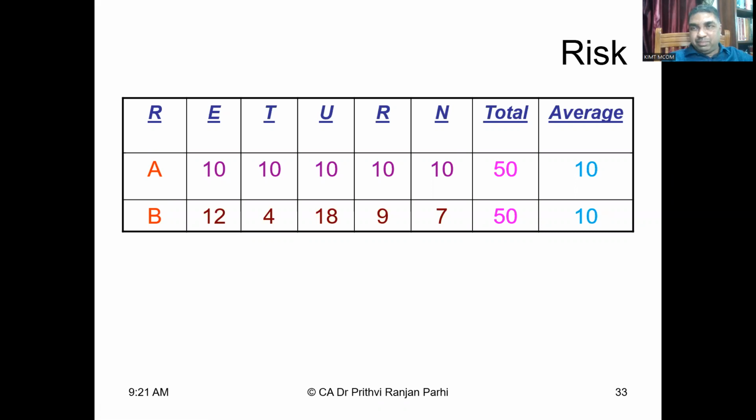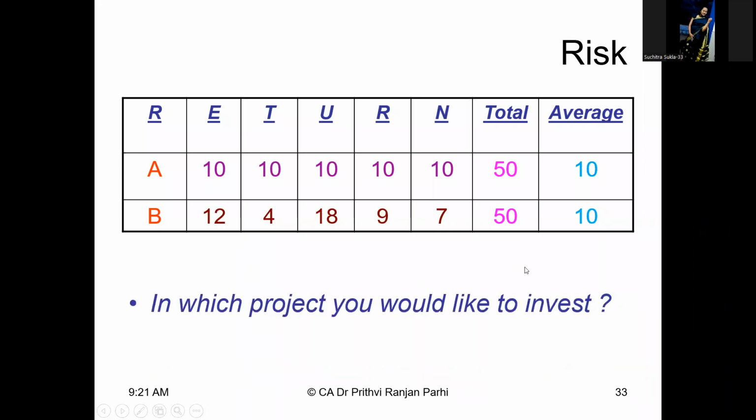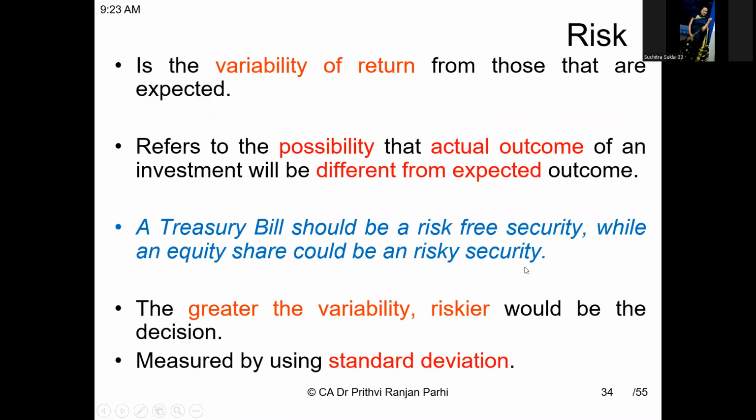So at that time, you had replied that you would like to make investment in project A. And from that discussion, we have concluded that you are preferring project A because you feel the risk in project A is less and risk in project B is more. Why is risk in project B more? Because there are fluctuations in the expected return. Okay, these fluctuations are referred to as risk in investment.